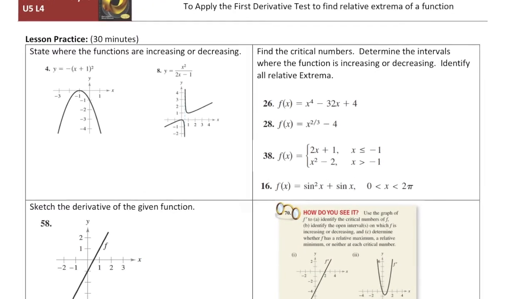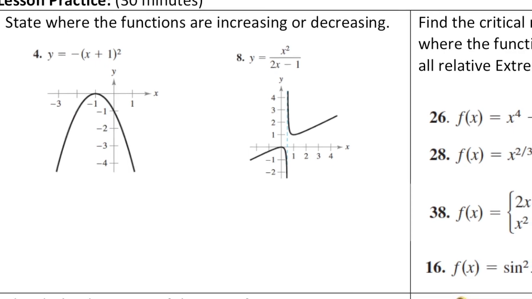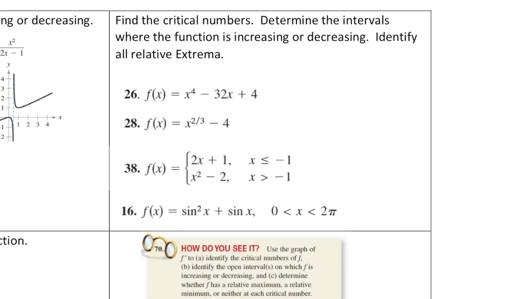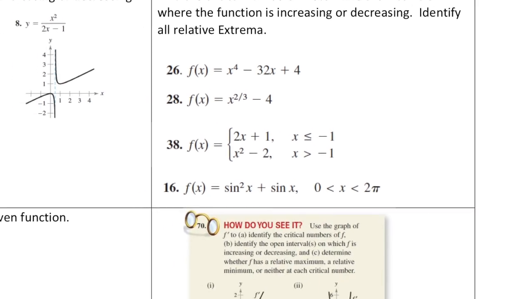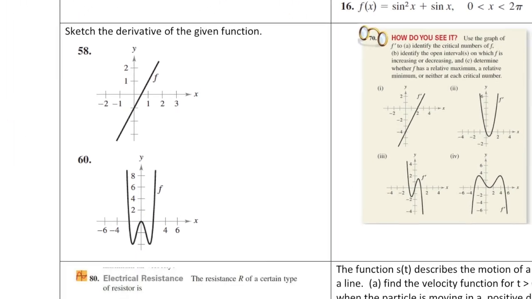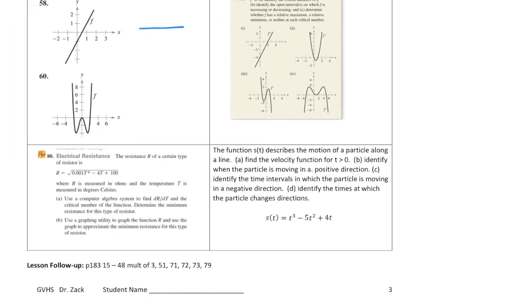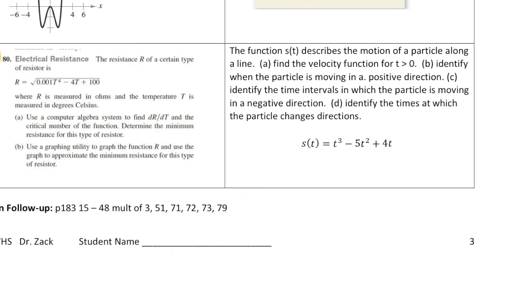For your lesson practice, you're going to state where the functions are increasing and decreasing. You're also going to determine the critical numbers and determine the intervals where the function is increasing and decreasing, as well as identifying all of the extrema. For questions 58 and 60, I want you to sketch the derivative of each of the functions. So think about where your function is increasing or decreasing, and make a table of values like we were working on in the earlier problems. Finish up this assignment, and you have a great day.